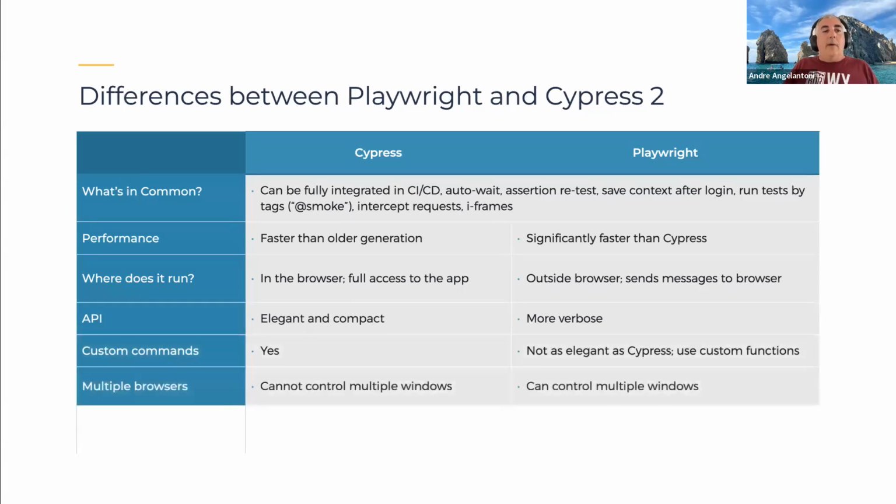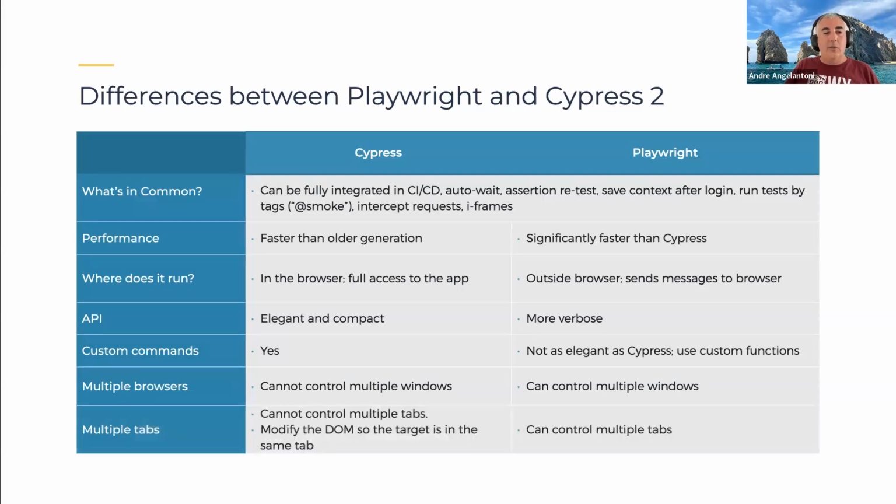We talked about custom commands. You can't control multiple windows with Cypress because the app is running in the browser, whereas Playwright, you can do that. Same thing for tabs. You cannot run multiple tabs with Cypress, although you can modify the DOM so the target is in the same tag, and that's the workaround that everyone does.